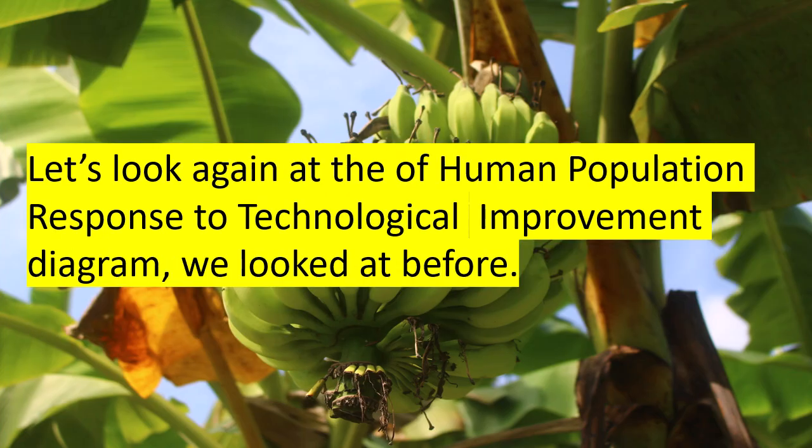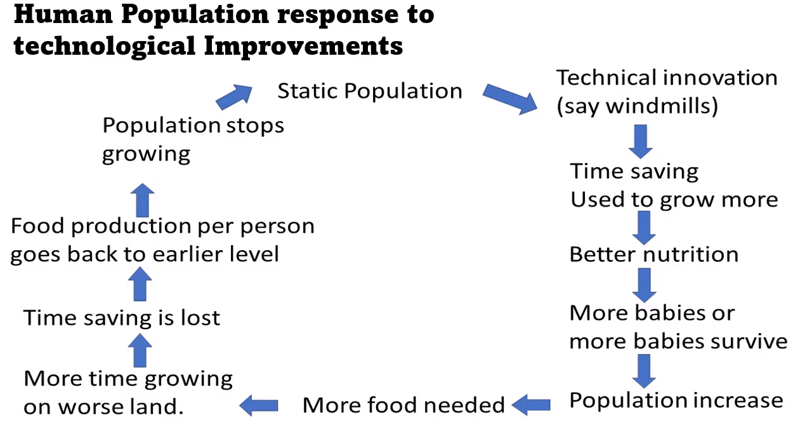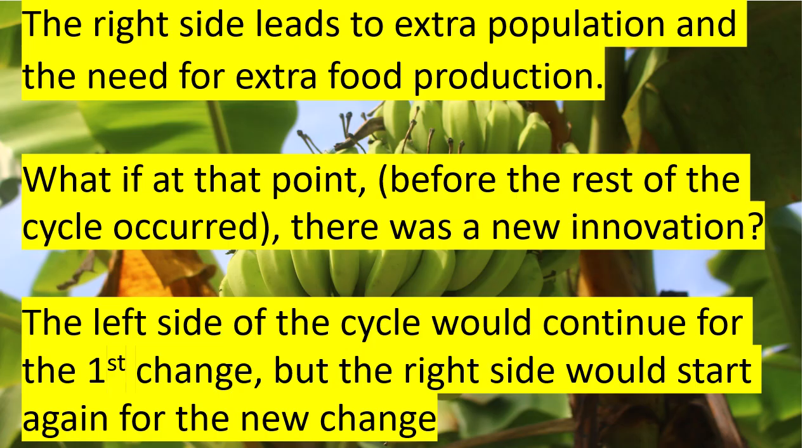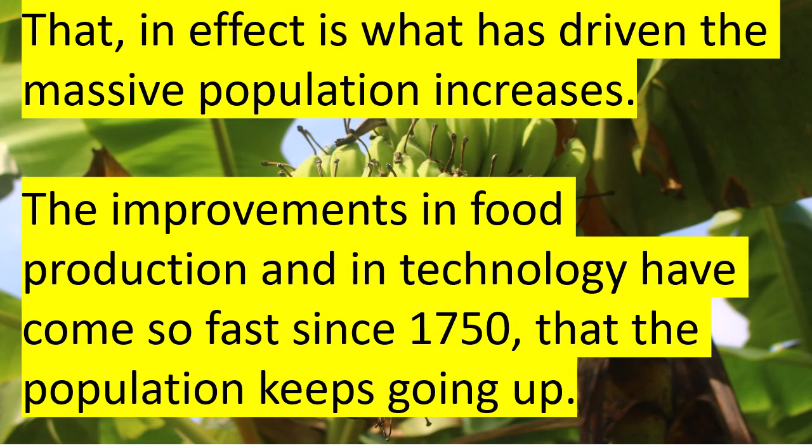Let's look again at the human population response to technological improvement diagram that we looked at before. The right side leads to extra population and the need for extra food production. What if at that point, before the rest of the cycle occurred, there was a new innovation? The left side of the cycle would continue for the first change, but the right side would start again for the new change. That, in effect, is what has driven the massive population increases. The improvements in food production and in technology have come so fast since 1750 that the population keeps going up.